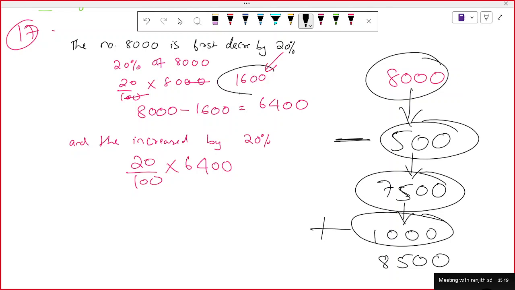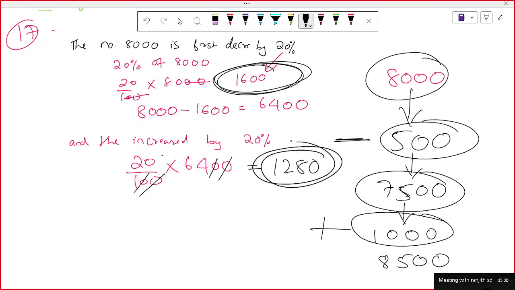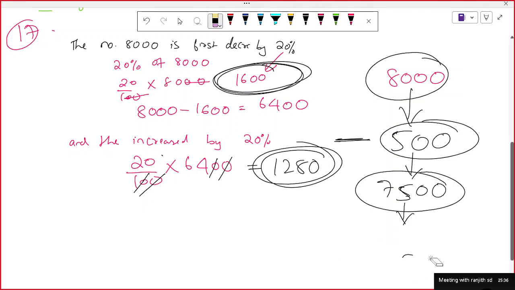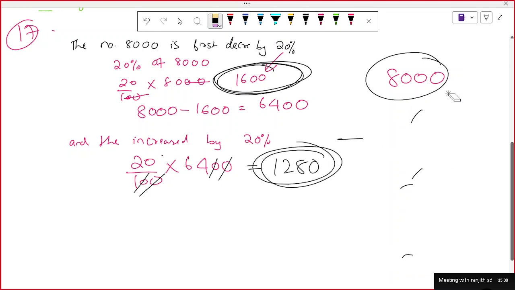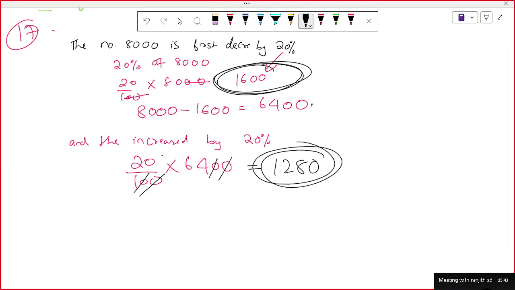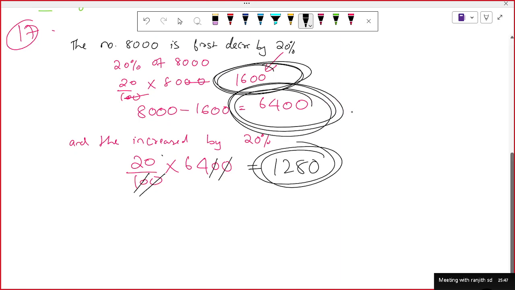So for the first time, 1,600 rupees is being reduced. And for the second time, how much got increased? 1,280, right? So this is the concept. First time, reduce it. Second time, increase it. And look at the values. For the first time, it is 8,000. After reducing, 6,400 is left. In 6,400, 20% is increased, 1,280.